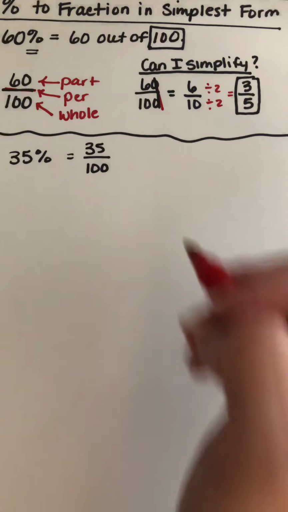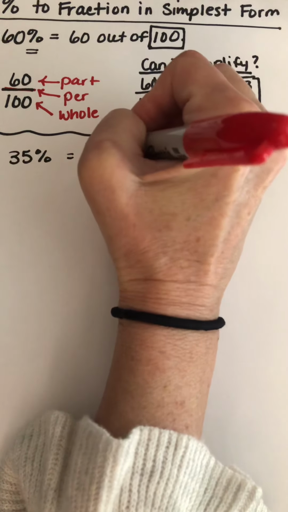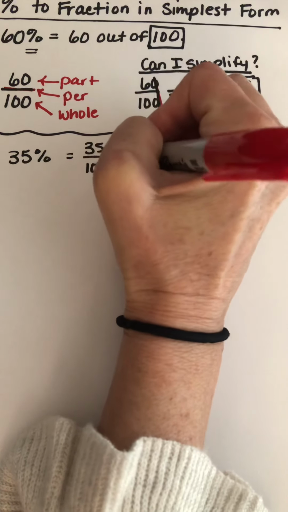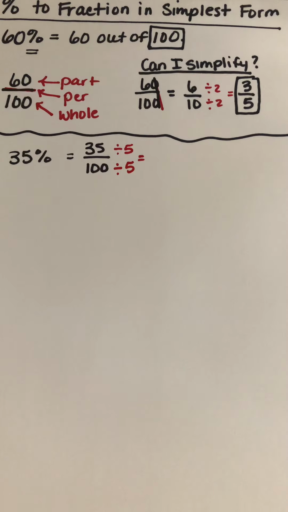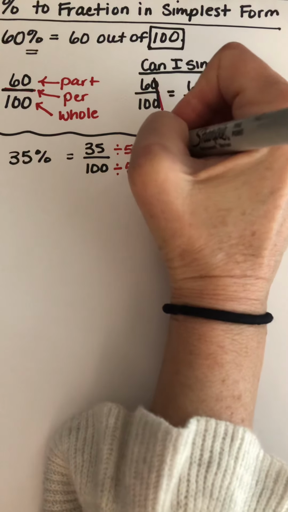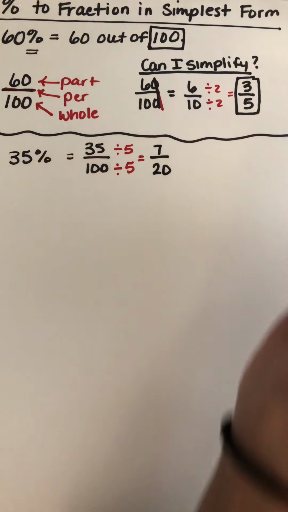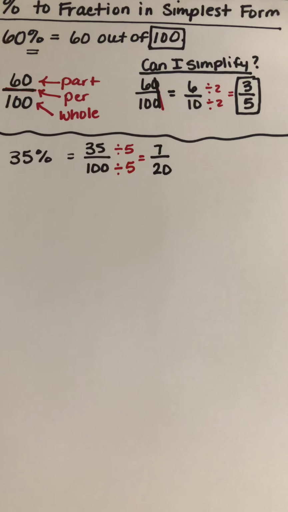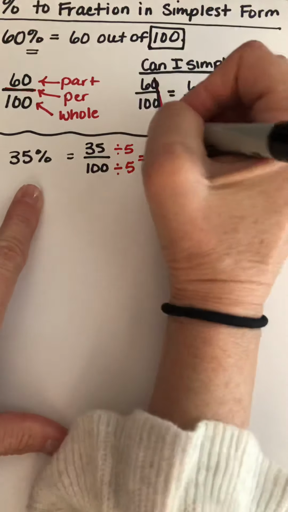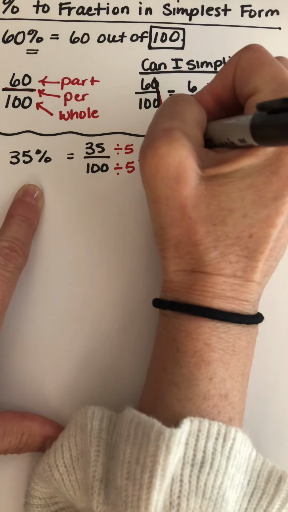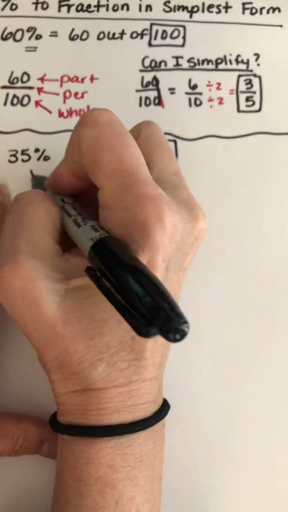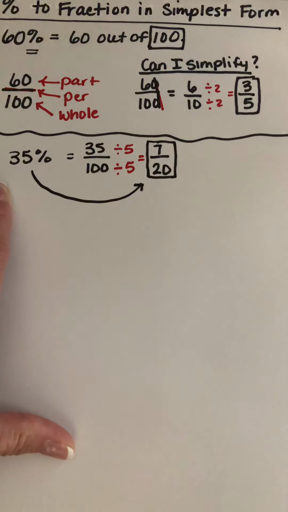And the answer is yes. I know that 35 can be divided by 5 and 100 can be divided by 5. 35 divided by 5 is 7, and 100 divided by 5 is 20. Can I simplify any further? No, I cannot. So 35% written as a fraction in simplest form is 7 over 20.